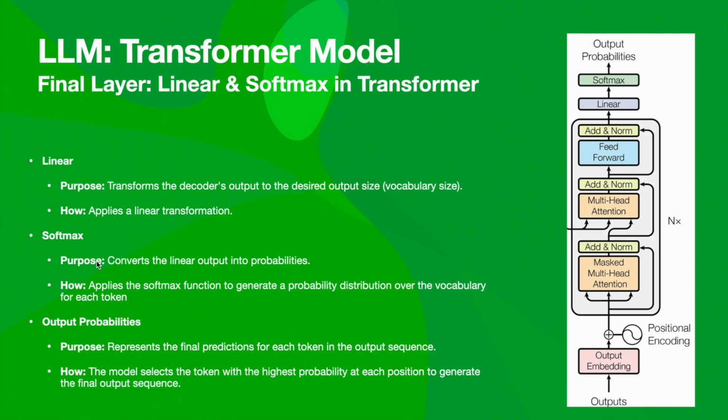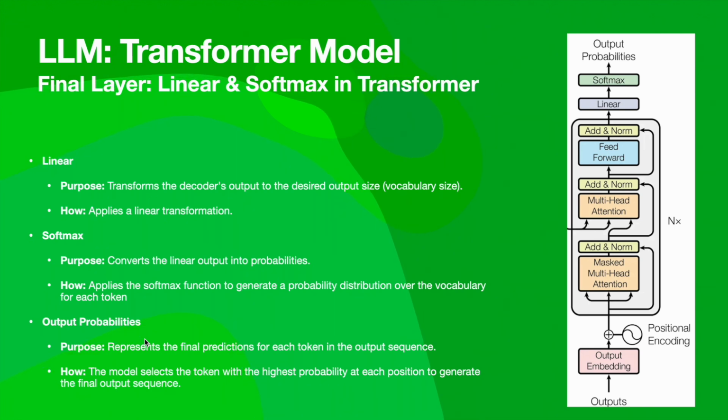We have already used it in many things, like image classification, where whenever you have multiple classes, you take the softmax as probabilities to predict the final output based on the higher probability. So it converts the linear output into probabilities. We apply a softmax activation function to generate a probability distribution over the vocabulary for each token, and the output probability represents the final prediction of each token in the output sequence.